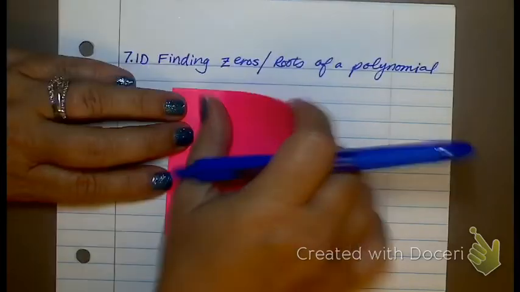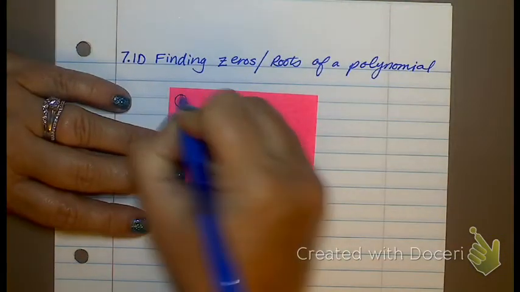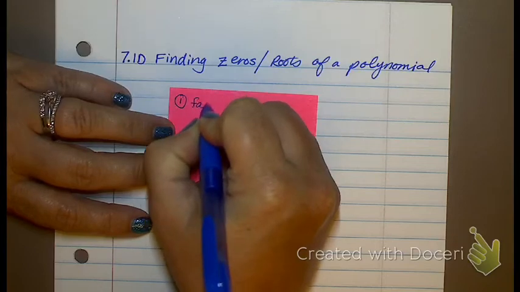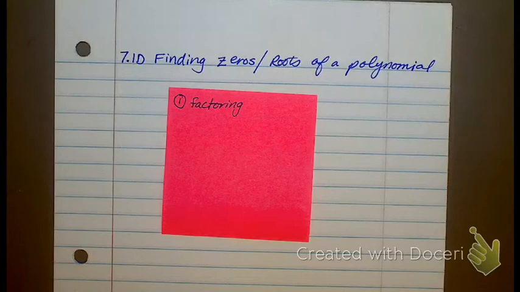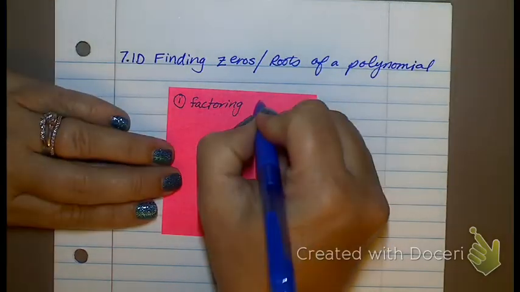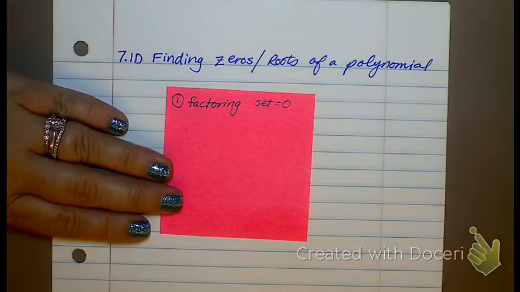So when we're finding zeros, we have a couple methods. The first method we reviewed was factoring. We would factor it and then set equal to 0 from there. That's one method of finding the zeros.